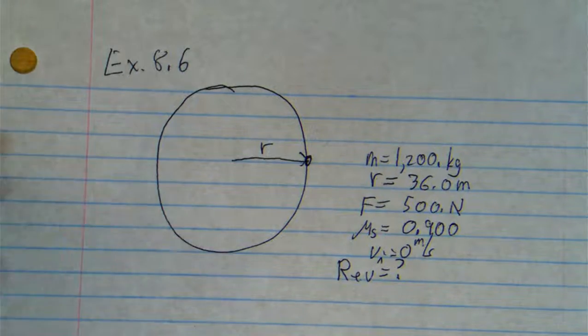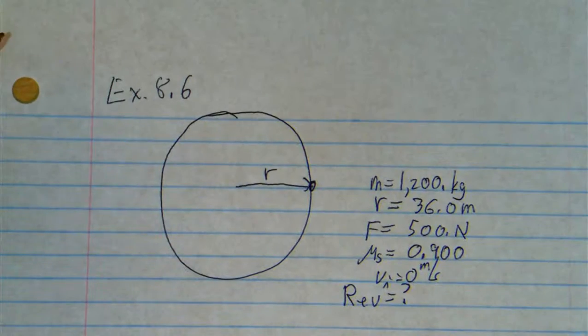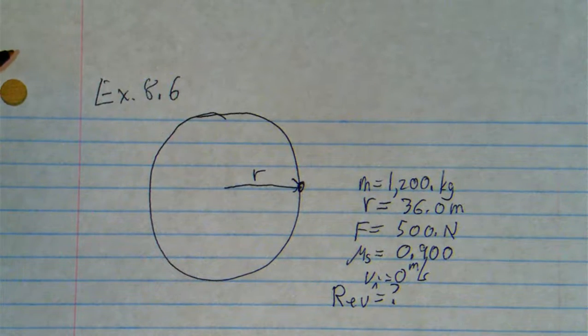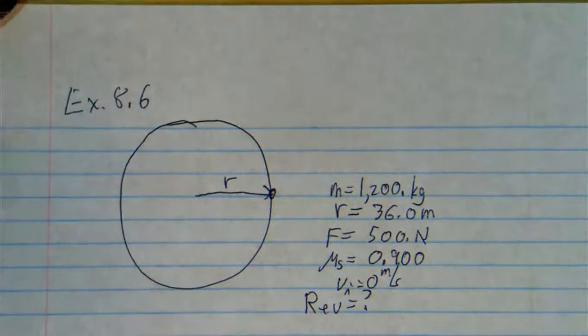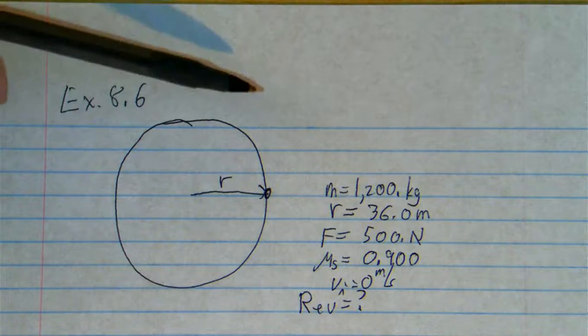Monday, January 11th, 2021, AP Physics C Mechanics. We're doing example 8.6 out of our textbook with the values modified. It goes like this. I have a car.